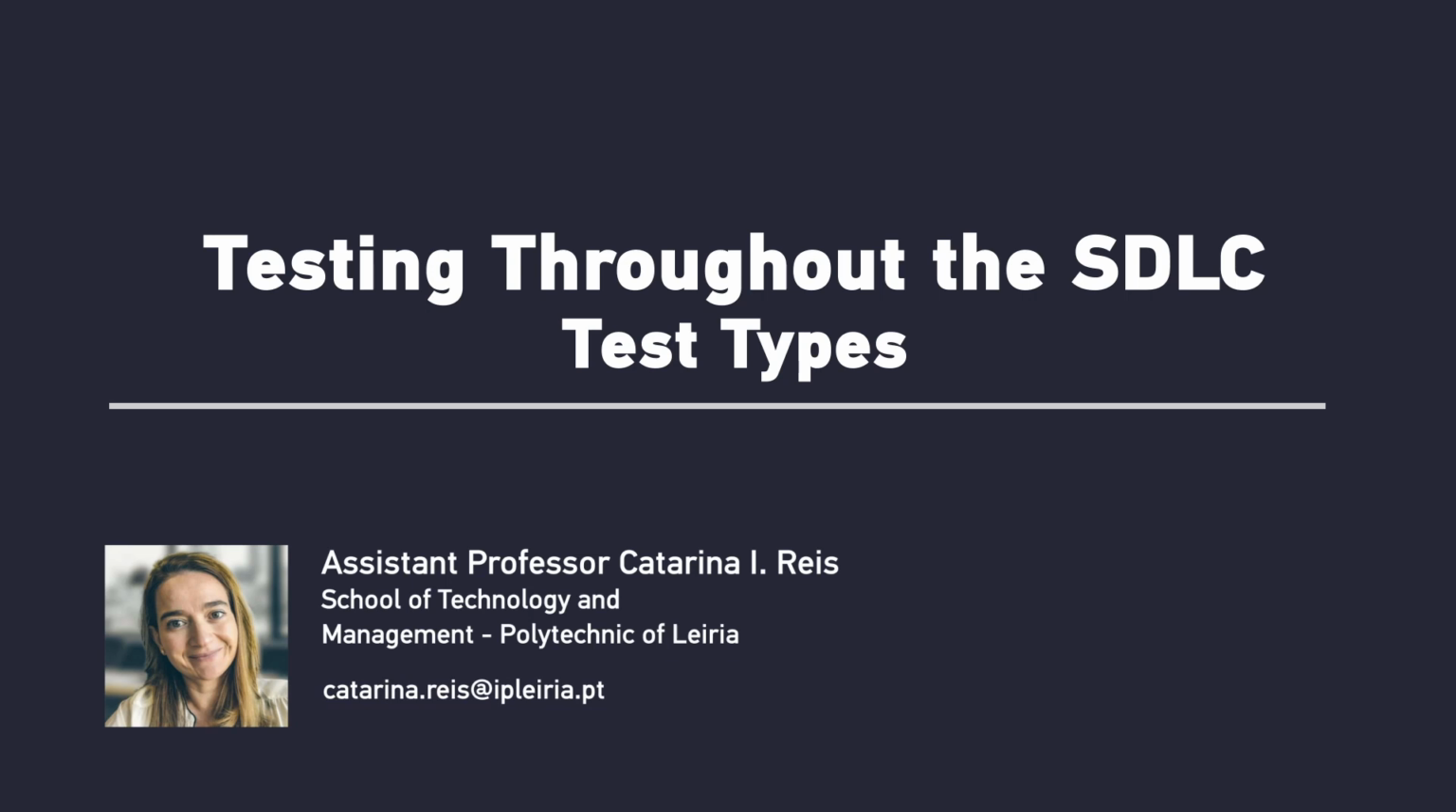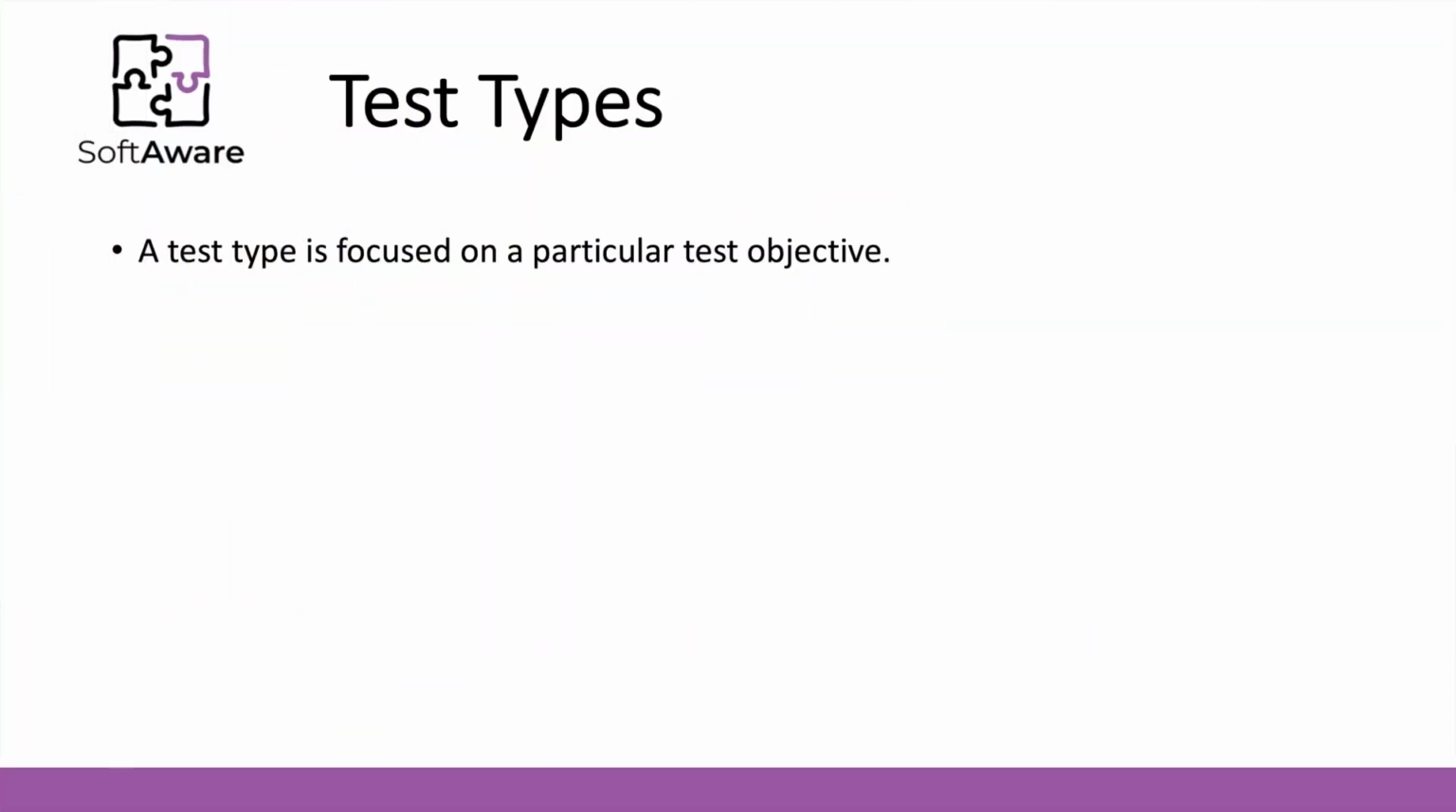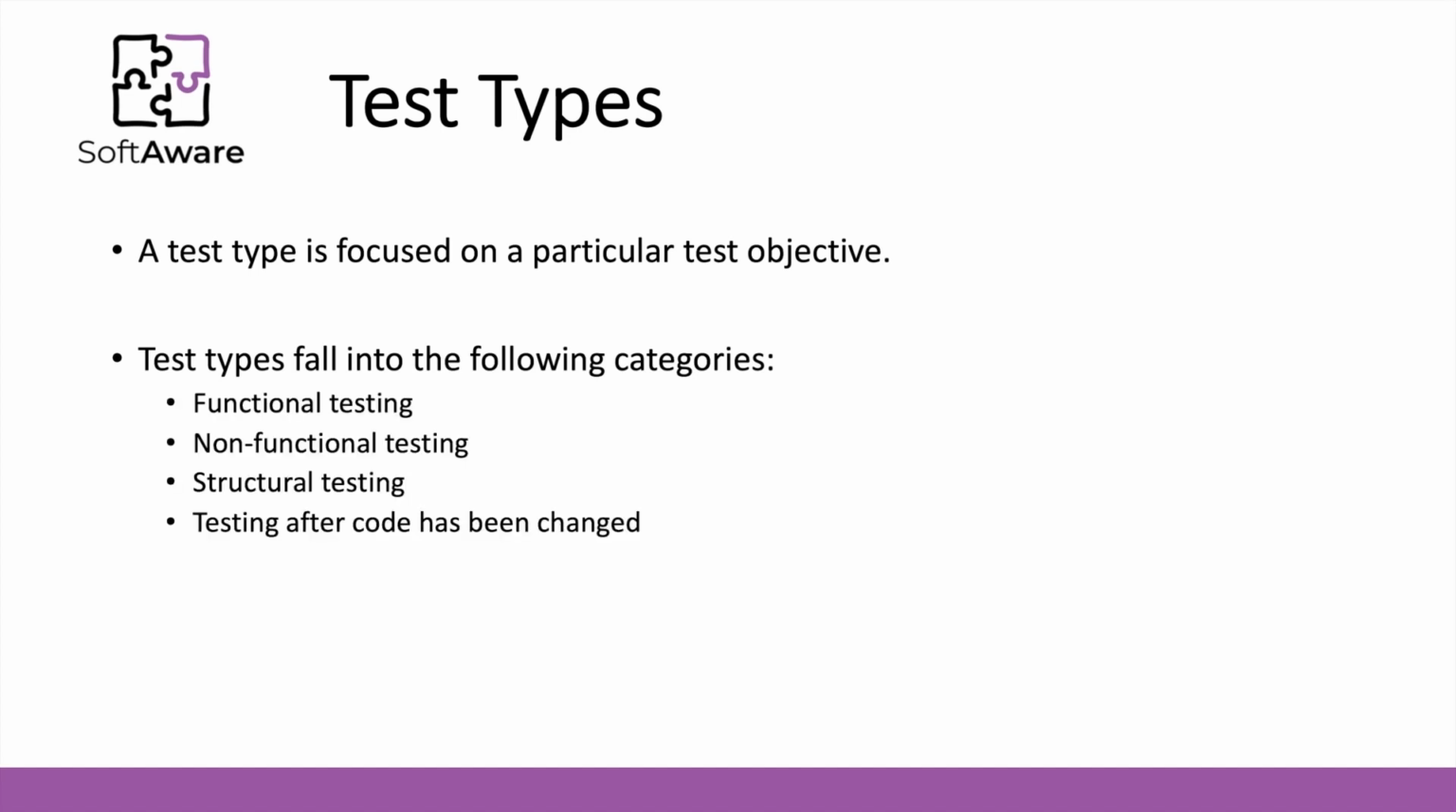Test types. A test type is focused on a particular test objective. Test types fall into the following categories: functional testing, non-functional testing, structural testing, and testing after code has been changed.